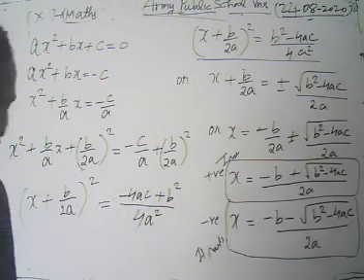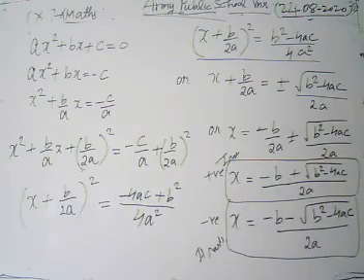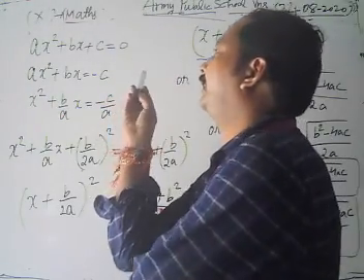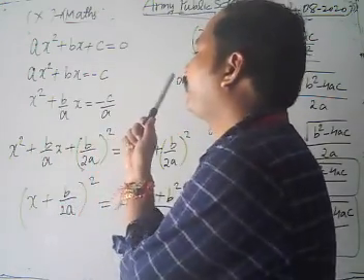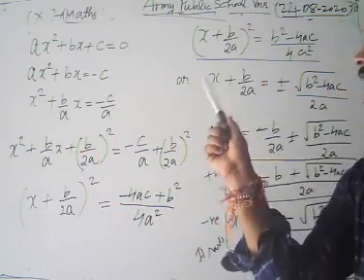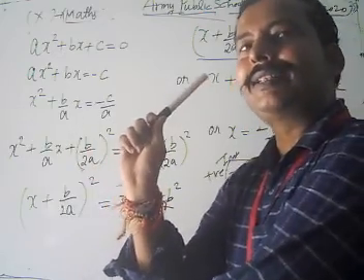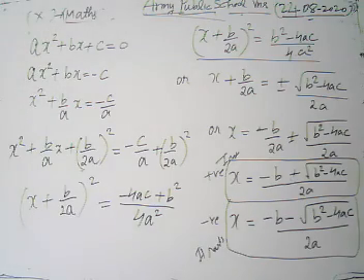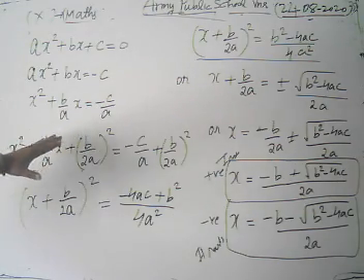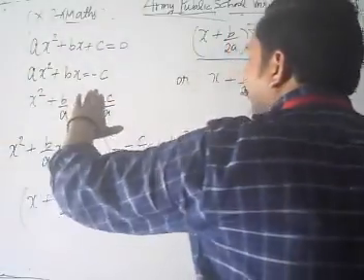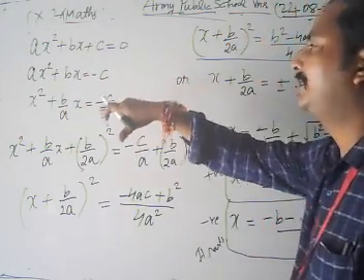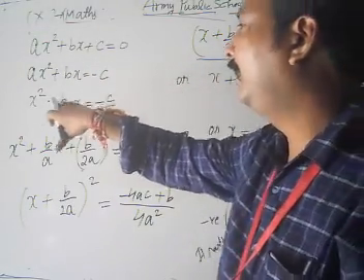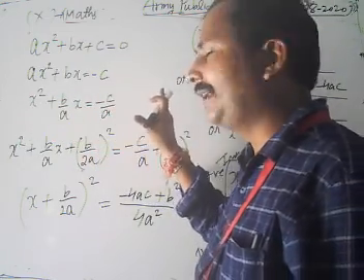Then again I am going to revise how we can derive the quadratic formula. We start with our quadratic equation ax square plus bx plus c equal to 0. In the second step we are going to shift our constant term c to the right hand side. Then we have ax square plus bx equal to minus c. In the next step we are going to divide each term by the coefficient of x square. Then our equation is given by x square plus b by a x equal to minus c by a.